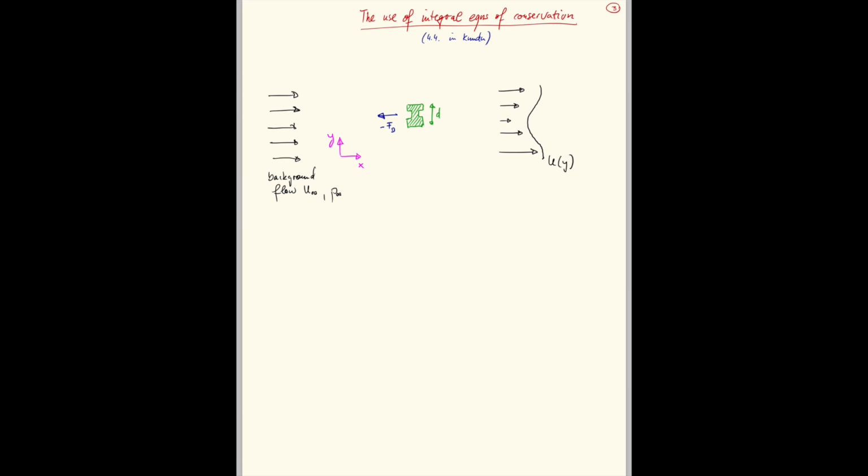So the question is, what is the drag force required to hold the bar in place? So what is minus Fd? And really we're interested in the drag force per unit length. So L here is length into the page. So what is Fd over L, i.e. the drag force required to hold the bar in place?